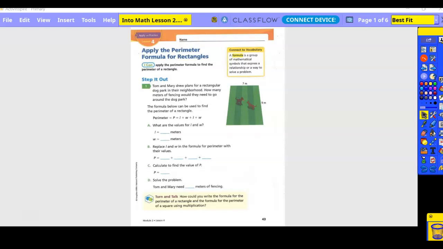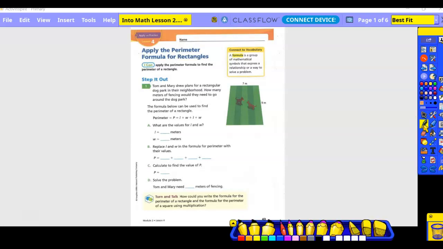Step it out. Number 1. Tom and Mary drew plans for a rectangular dog park in their neighborhood. How many meters of fencing would they need to go around the dog park? So like it just said, they gave us the formula for perimeter. The formula below can be used to find the perimeter of a rectangle. P, capital P, stands for perimeter. L stands for what? Length, and W stands for width.